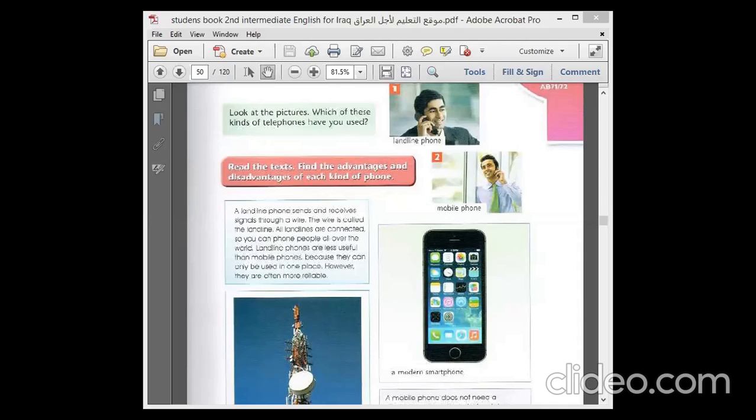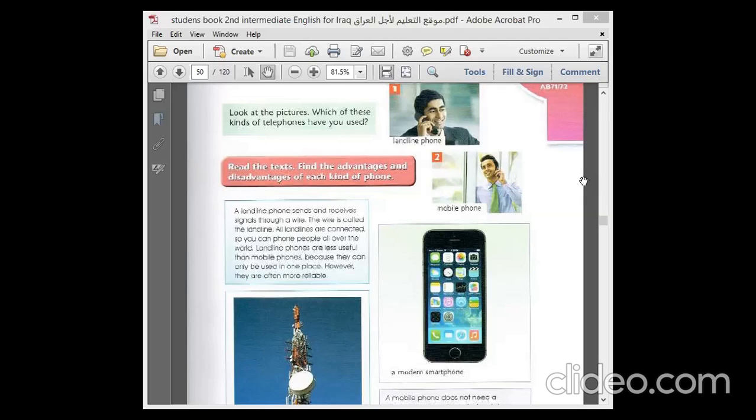I will read it again. A landline phone sends and receives signals through a wire. The wire is called the landline. All landlines are connected, so you can phone people all over the world. Landline phones are less useful than mobile phones because they can only be used in one place. However, they are often more reliable.